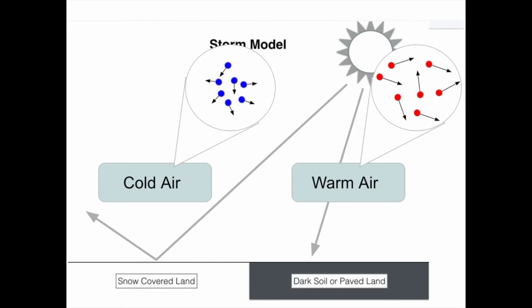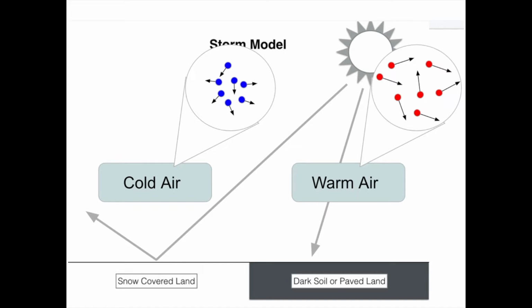The darker surface absorbs more light energy, therefore it has more thermal energy, and is relatively warmer than a lighter colored soil or surface because it reflects more of the light energy and less of it gets converted into thermal energy. As a result, you have a warm air mass and a cold air mass.